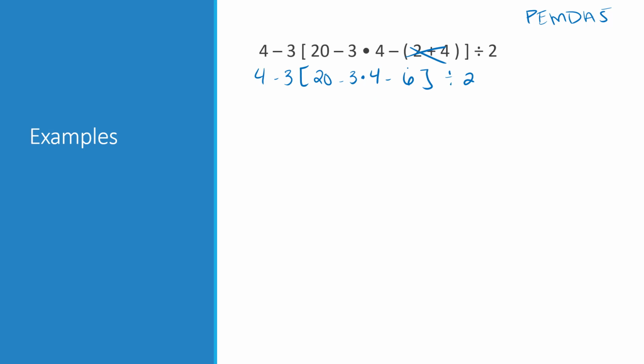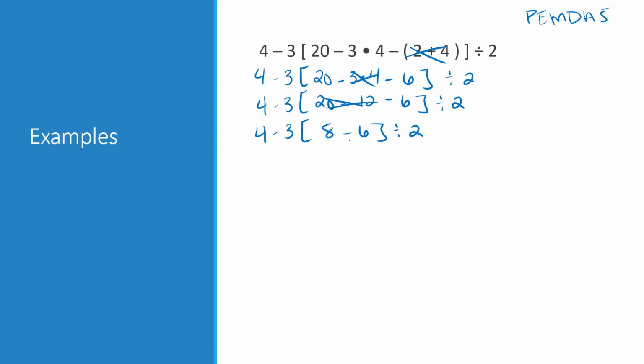Now, I have to follow the order of operations inside these brackets. So I've got subtraction and then I've got multiplication. Well, multiplication always comes before subtraction. So I'm going to do 3 times 4, which is 12. I didn't drop those brackets though because I'm not done. Now, inside the brackets, all I have is subtraction. So I'm going to work that from left to right. 20 minus 12 is going to give me 8. I'm still not done though. Haven't finished. 8 minus 6 is going to give me 2.